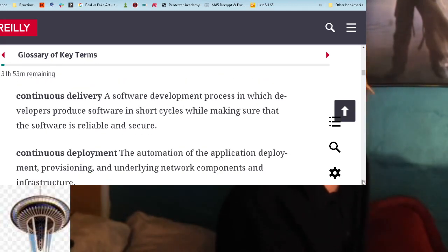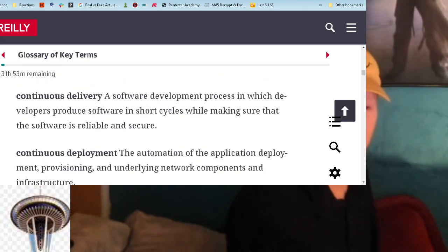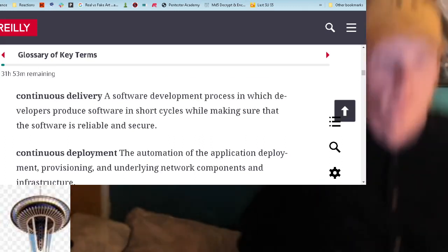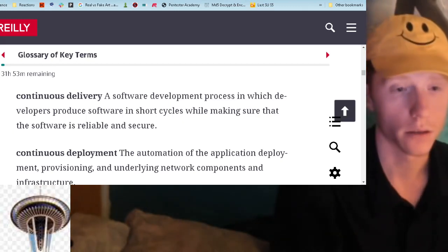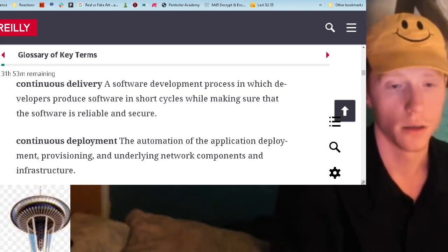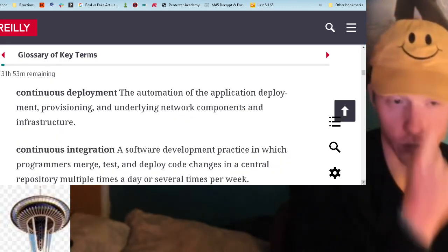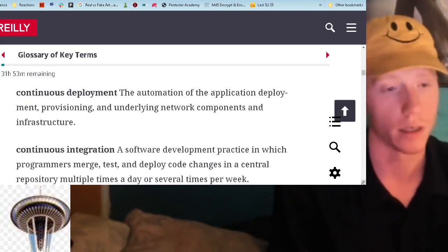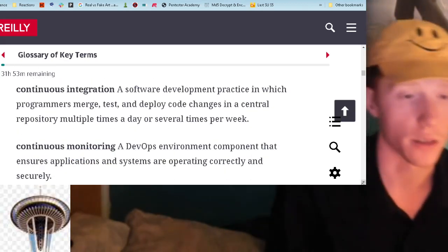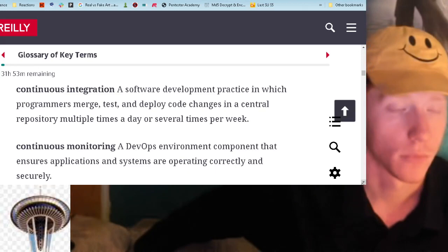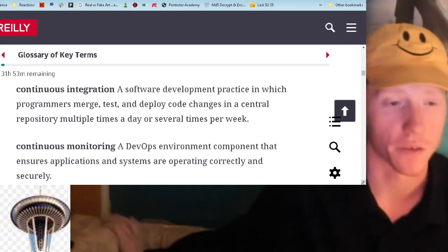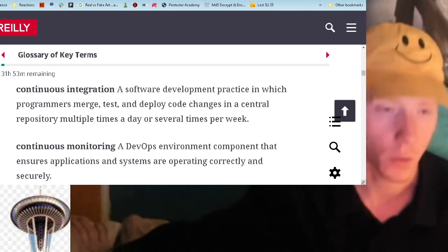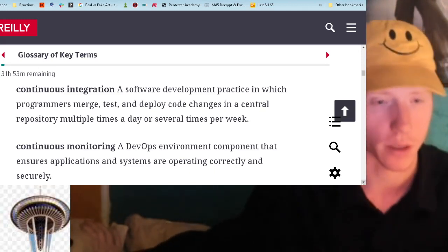Continuous delivery, software development process in which developers produce software in short cycles while making sure that the software is reliable and secure. Continuous deployment, automation of application deployment, provisioning, and underlying network components and infrastructure. Continuous integration, where programmers merge, test, and deploy code changes in a central repository, multiple times a day, several times a week.